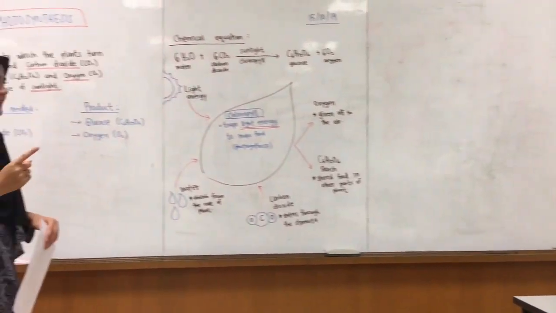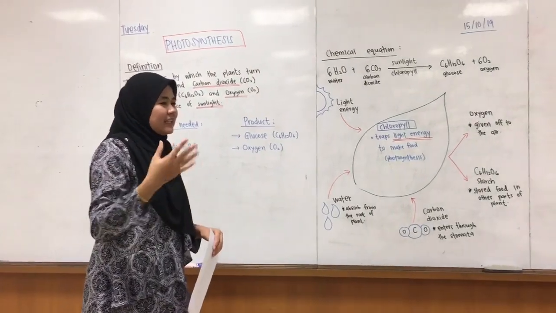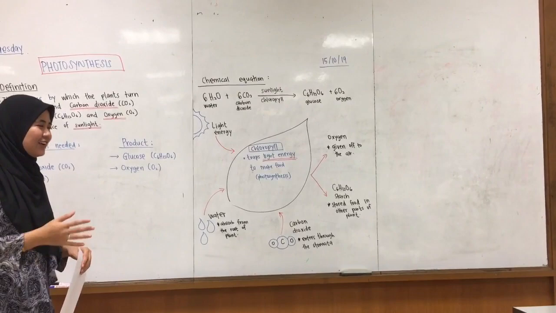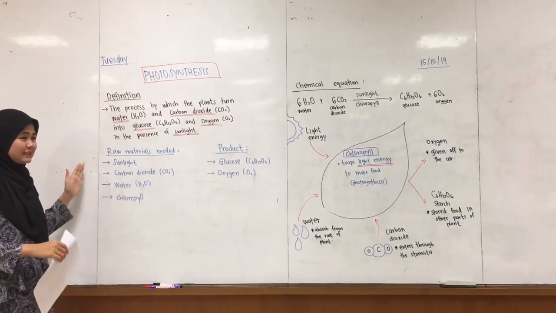Okay. Chlorophyll, you know, right? Chlorophyll is in the leaf of the plant. Because chlorophyll is in the leaf of the plant, it yields a green pigment. That's why leaves have a green color. Okay? So this is all the raw material needed for photosynthesis.